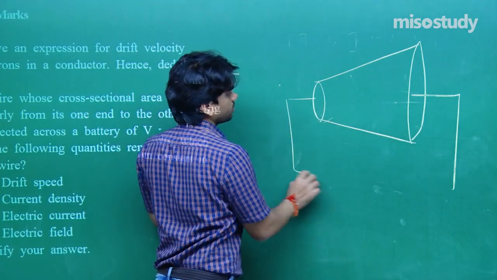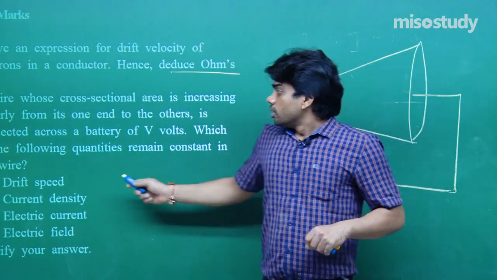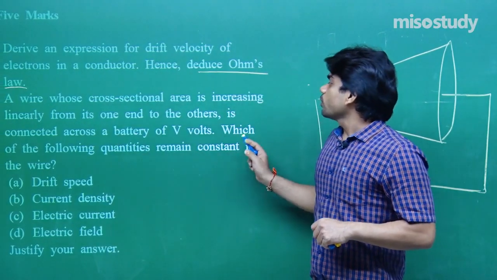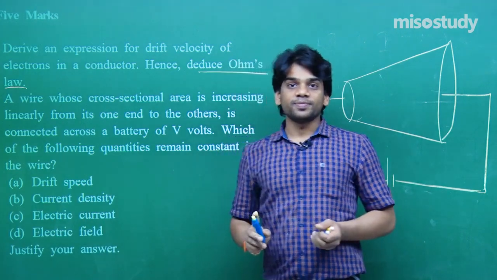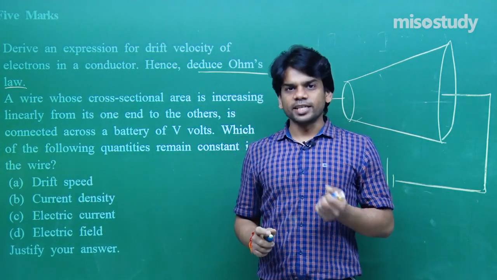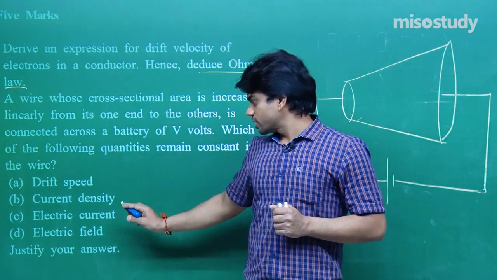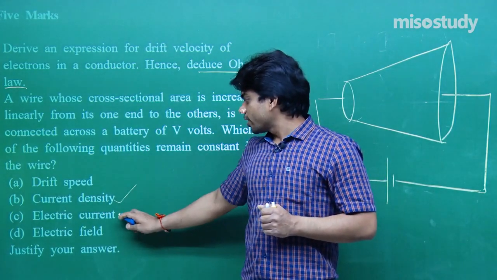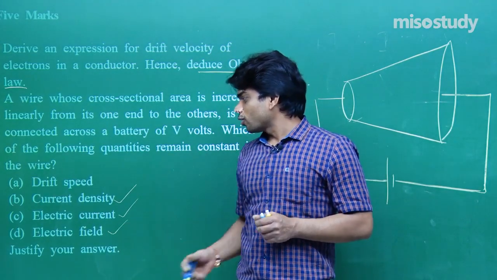It's connected across a battery. Which of the following quantities remain constant in the wire? Drift speed: now see, drift speed will actually change. That has to change. Current density will remain the same. Electric current will remain the same everywhere. Electric field will remain the same everywhere, and justify your answer.